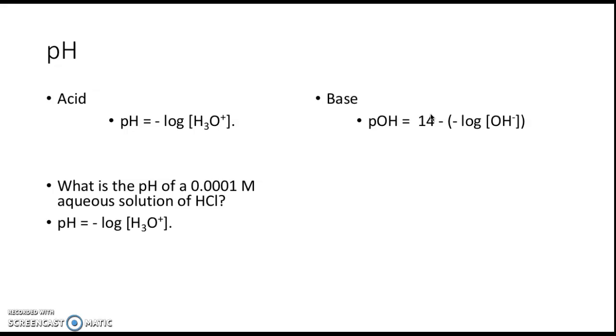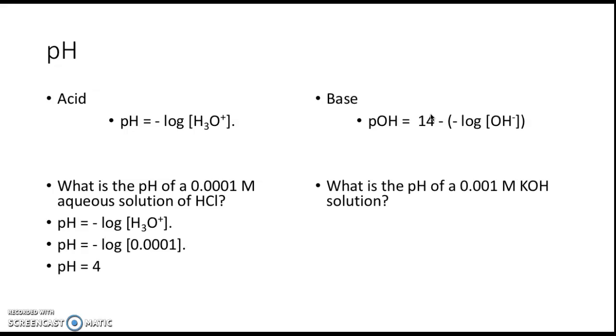So I'm going to write my formula. I always like writing my formula first. Then I'm going to plug the concentration in where it says H3O+, that's hydronium. And this is what my setup looks like. Then I'm going to put it in my calculator the same way I see it: negative log, parentheses, 0.0001. I'm going to close the parentheses, and my answer should give me 4.